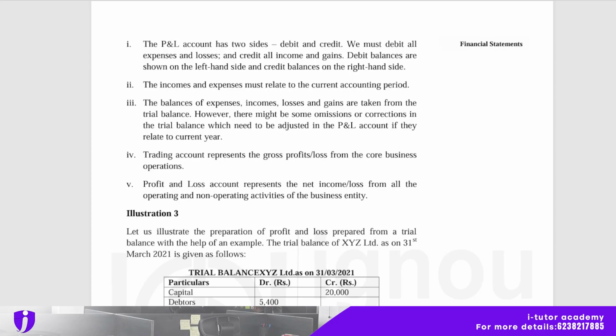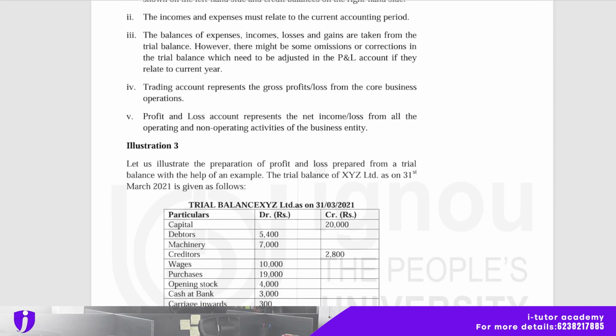The balances of expenses, incomes, losses and gains are taken from the trial balance. However, there might be some omissions or corrections in the trial balance which need to be adjusted in the P&L account if they relate to the current year. Trading account represents the gross profit or loss from the core business operation. Profit and loss account represents the net income or loss from all the operating and non-operating activities of the business entity.